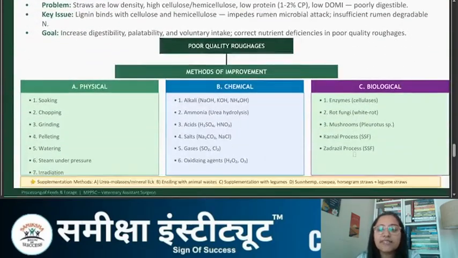Next are the roughage processing methods. First we discussed how the grains can be processed. Now the roughage processing methods can be physical, chemical or biological. In the case of physical: soaking, chopping, grinding, pelleting, watering, steam under pressure, and irradiation. In the case of chemical treatment: alkali treatment, ammonia treatment, acidic treatment, salt treatment, gases and oxidizing agents. Then biological methods: using enzymes, cellulases, rot fungi, white rot fungi, mushrooms, then the Canal process and the Z-resil process.